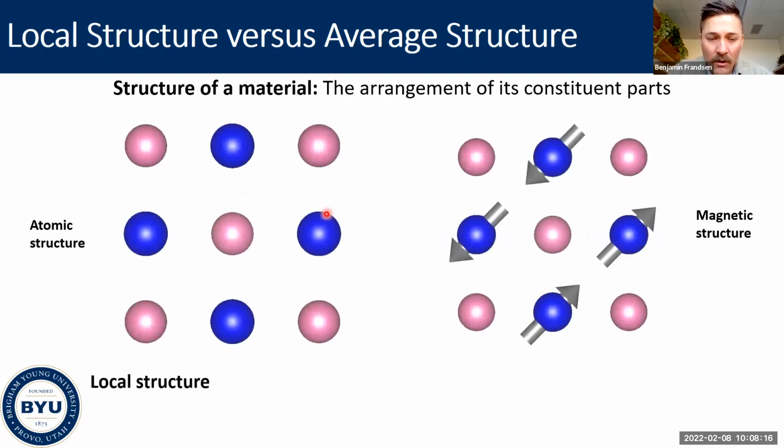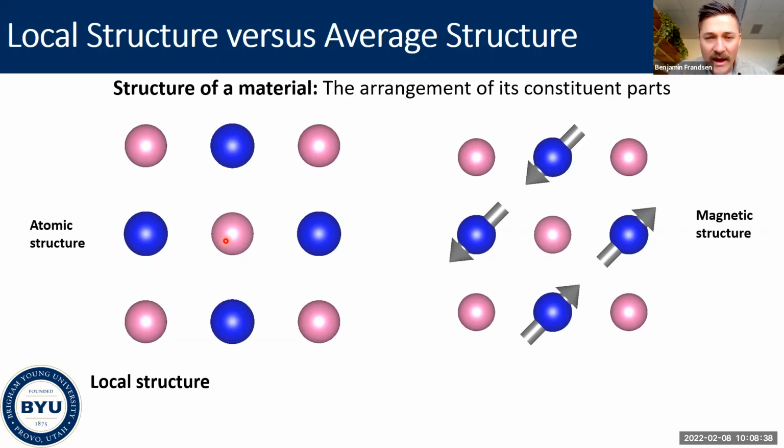What do I mean by local structure? Well, we zoom in and we look at the structure on short length scales, on length scales roughly equal to a few interatomic spacings. So we're looking at a few neighbors, or maybe a few nanometers. That's what I mean by local structure.